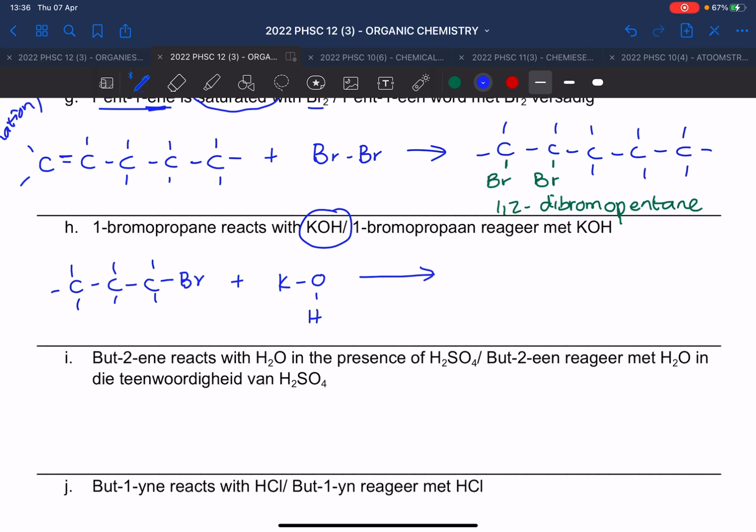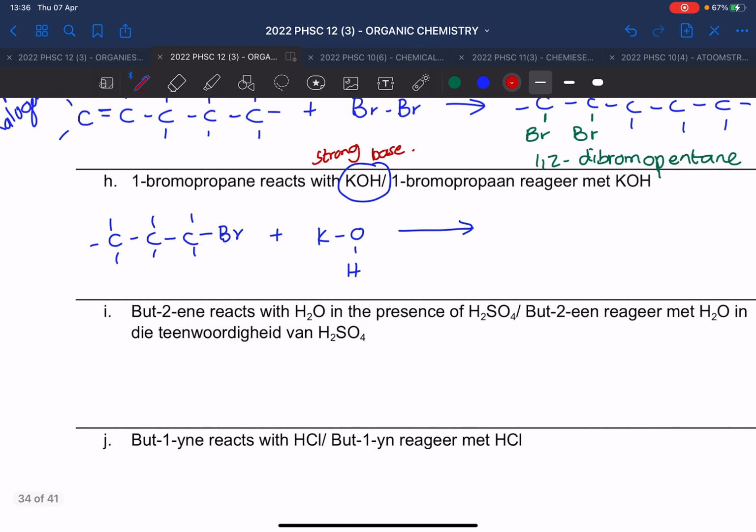Potassium hydroxide. Now, I need you to know that potassium hydroxide is a very strong base. That is something you need to know. It's a very, very strong base. Okay, Tapelo, what type of reaction will this be?